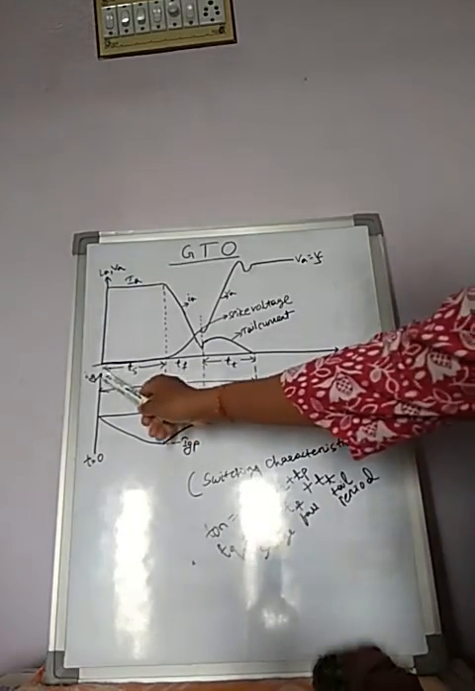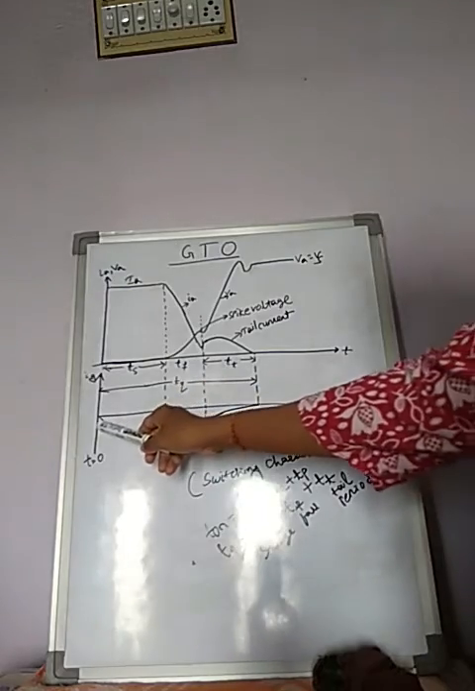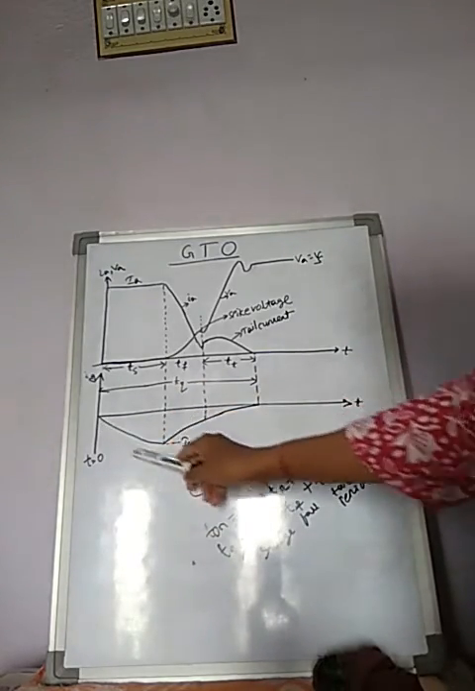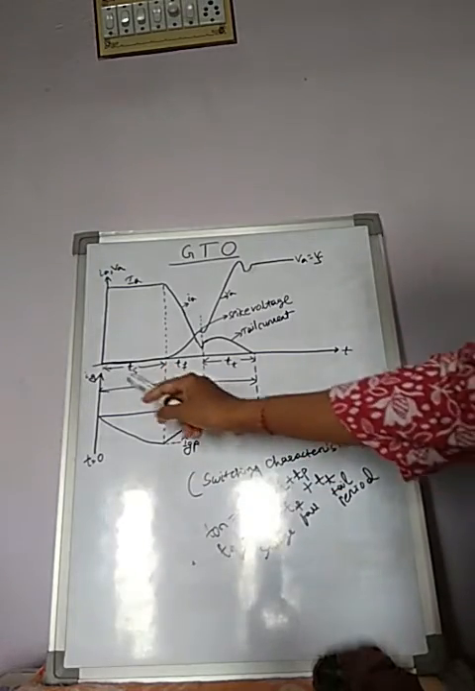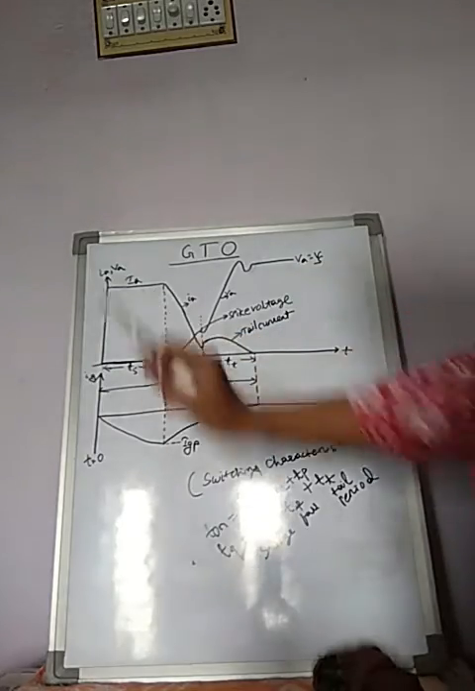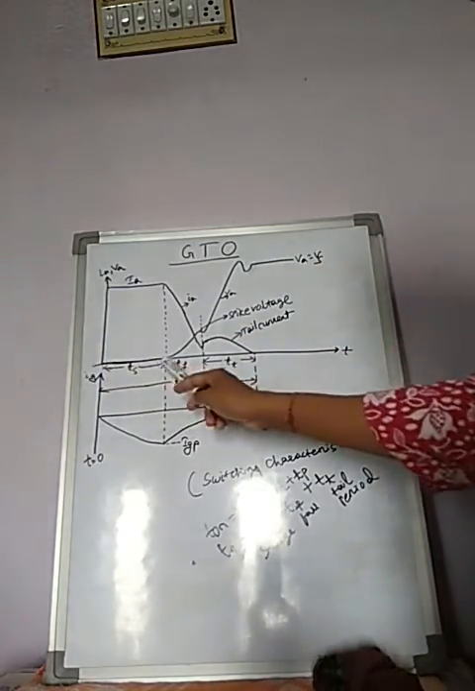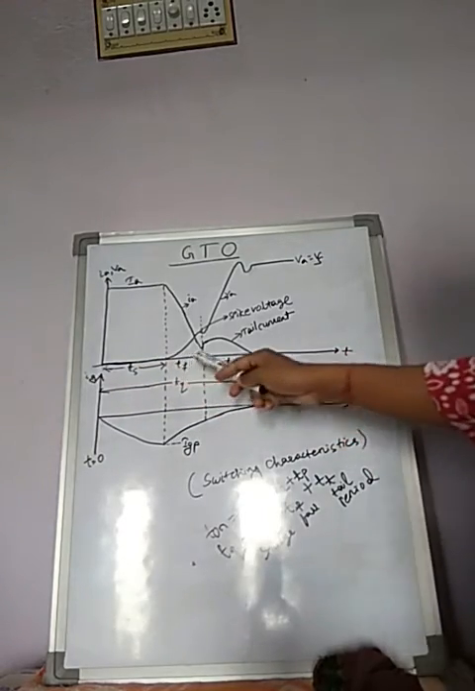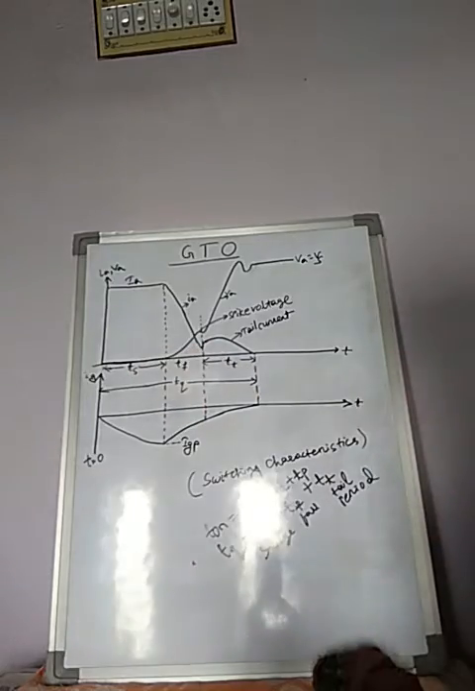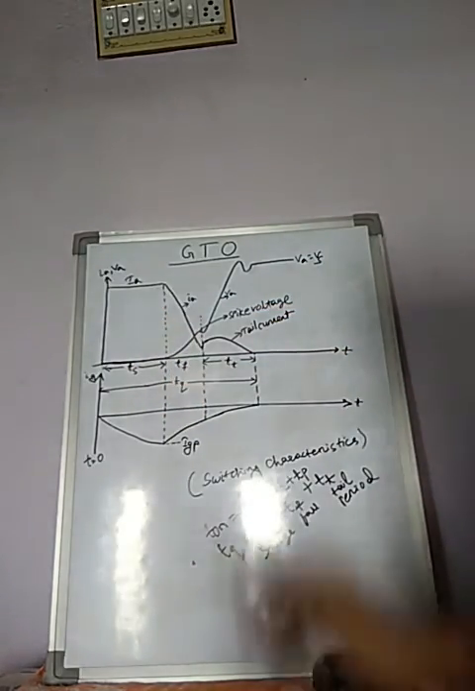This is the storage period, from here to here, where negative IG begins to flow. In this storage duration, anode current is constant, and the anode voltage, this is the voltage graph starting from here, also remains constant. This anode voltage shows the on state voltage drop. So here anode current and anode voltage both remain constant.